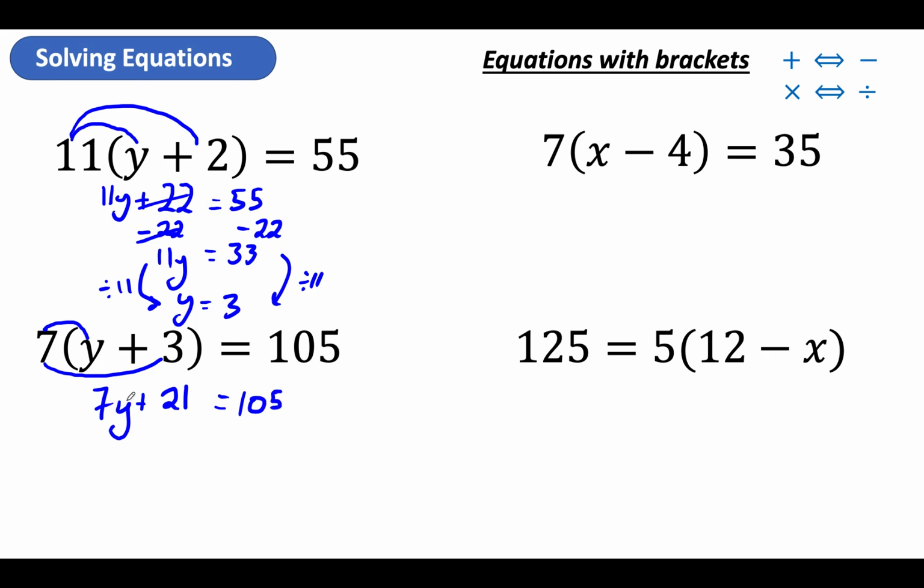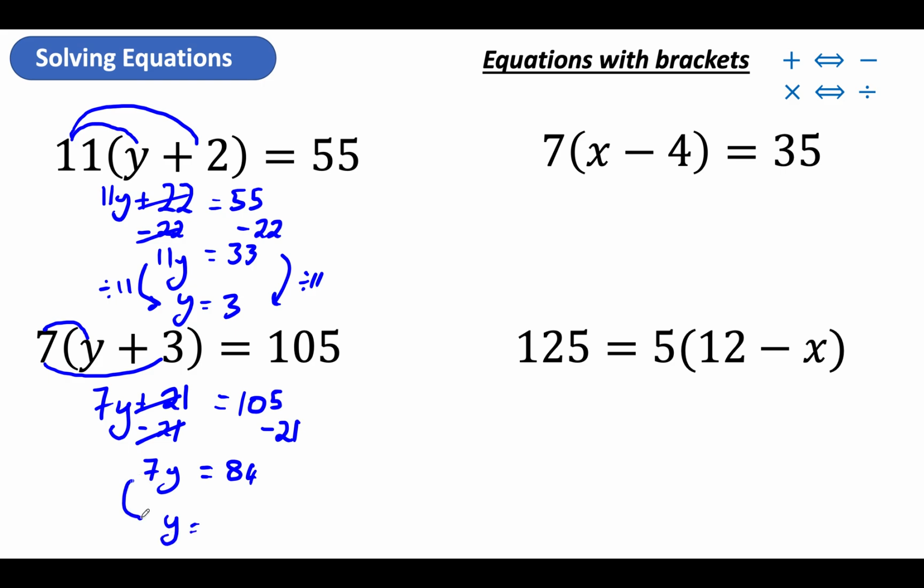And then deal with the equation. We'll deal with the number touching the letter last. So I'm going to take away 21 first. And 21 take away 21 leaves nothing. So 7y is all on its own. But we must take 21 away from the other side of the equation as well, which is 84. So 7y is at 84, but I don't want 7 of them.